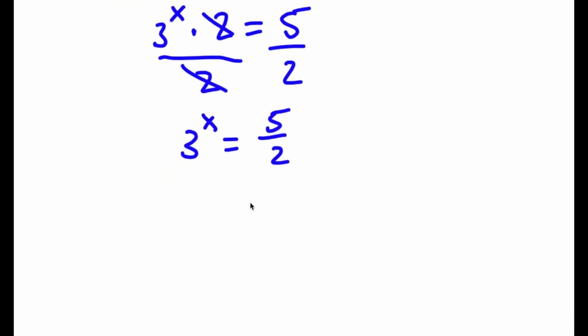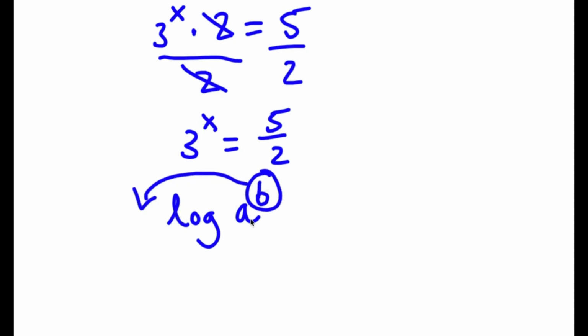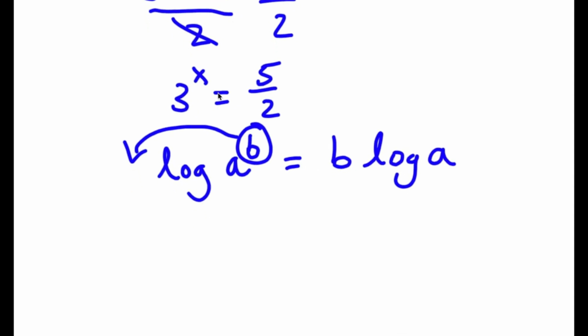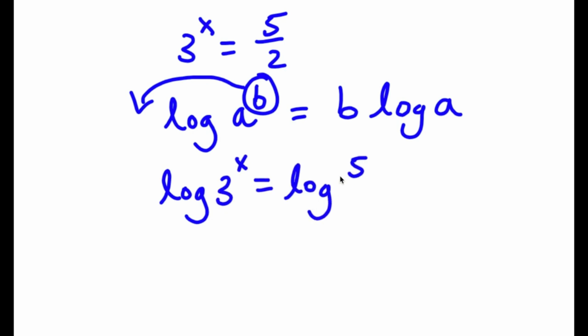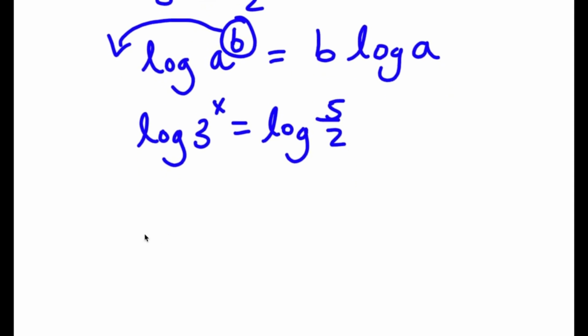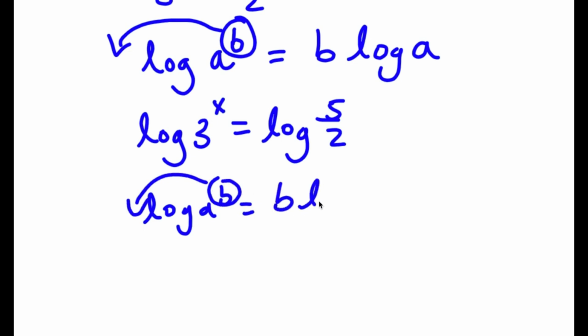Now, an important property of logarithms is that if I take the log of, let's say, a to the power of b, I can actually move this exponent b to the front of the logarithm. So then this would be equal to b times log a. So what I'm going to do with this equation is first take the log on both sides. So now I have log of 3 to the power of x is equal to log of 5 over 2. And now using this property, if I have log a to the power of b, this is equal to, move this exponent, b times log a.